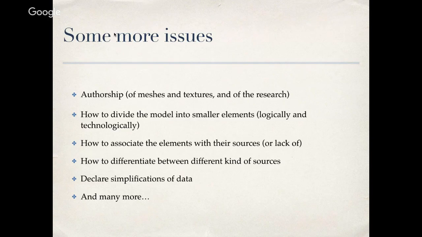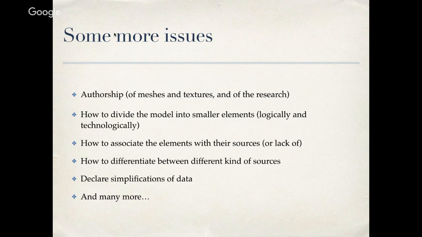to that door, to that column, and not just to the entire temple or to the entire house. But how do we divide this virtual space, both from a logical point of view and from a technological point of view? How do we render only parts of it? And then we have to associate these sub-elements that we have somehow created with their sources, or we have to declare that we have no sources for that. How do we do that? It's not really easy. It's not so straightforward.